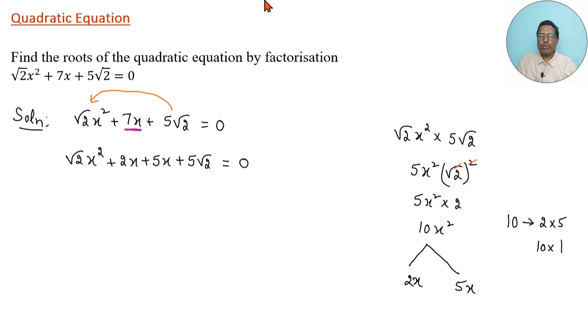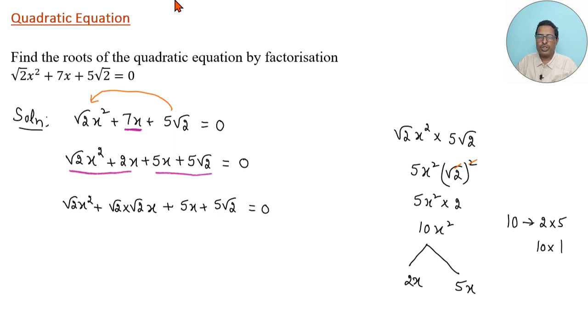Now let us try to group the first two terms and the last two terms. If we try to group over here, what should be common? So before that, let us further simplify this one. This is root 2 x square as it is. Can I write this 2 as root 2 into root 2? 2 can be written as root 2 into root 2, and this x as it is. Plus the next two terms, you can keep this 5x as it is, plus 5 root 2 is equal to 0.